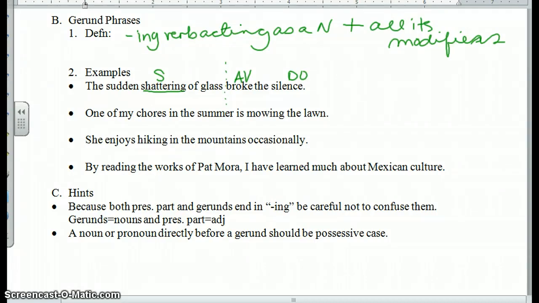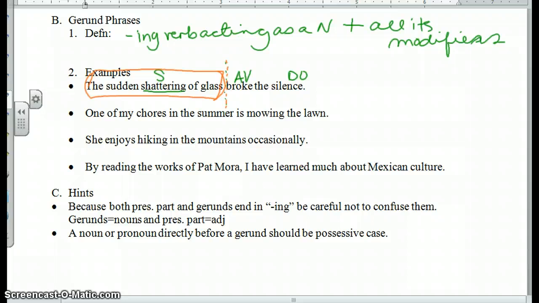Wherever my gerund is, it's going to have to end before the verb. It cannot contain the verb. So, shattering. Now what is going on? Of glass. Of glass tells me more about shattering, so that's part of the phrase. Sudden tells me more about shattering. So this whole thing at the beginning is the gerund phrase, and it's acting like the subject.